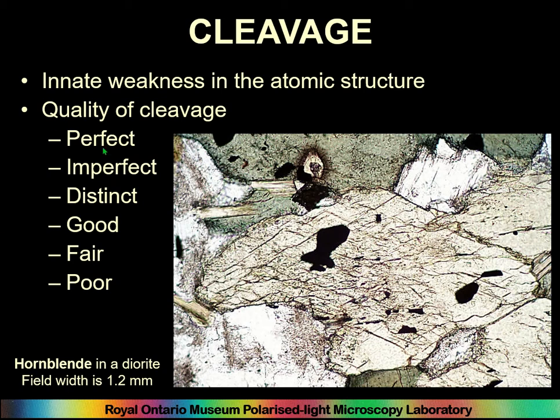And so they have descriptions. Most of these, like fair and poor, you probably wouldn't even see in a thin section. These terms are used more often for a hand specimen mineral you're trying to identify. But as you can see, this is a nice, clearly defined cleavage, which you will recognize quite easily.